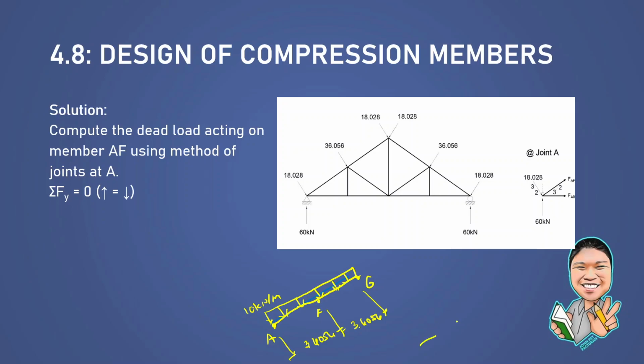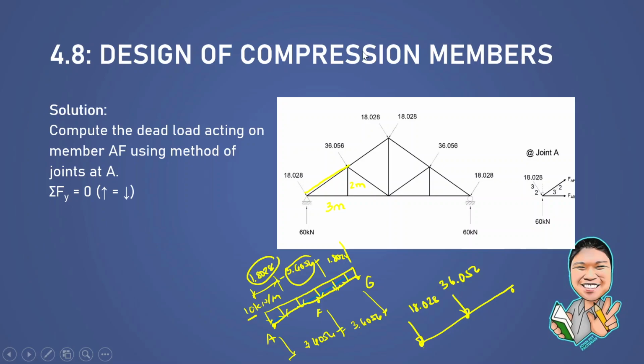Pag kinonvert kasi natin yan into concentrated load, i-divide mo to ng 2, the tributary width, this is 1.8028 and ito 3.6056. By the way, saan galing yon? Diba this is 3 meter and this is 2 meter. I-Pythagorean theorem nyo na lang yan. So, 1.8028 multiply mo ng 10, dito magiging 18.028. 10 times 3.6056, yung nandito is 36.056, which is yun na yung nagre-reflect dito.